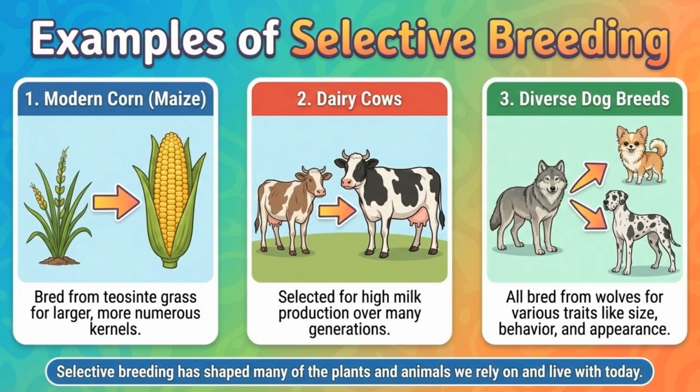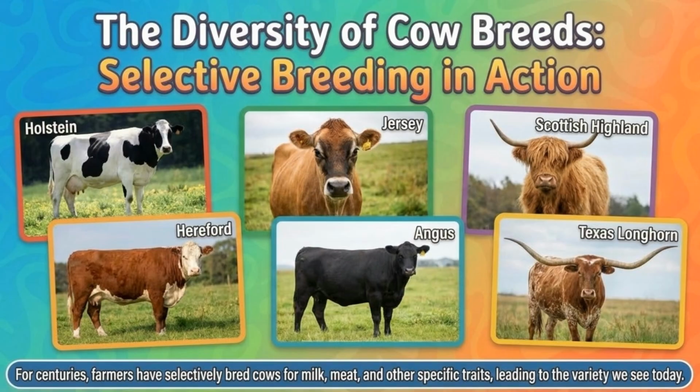Examples of selective breeding include modern corn bred for larger kernels, dairy cows selected for high milk production, and diverse dog breeds created from wolves. Selective breeding shapes many plants and animals we rely on. It has resulted in the diverse range of cow breeds we see today, such as Holstein, Jersey, Scottish Highland, Hereford, Angus, and Texas Longhorn. This diversity comes from selecting for milk, meat, and other specific traits.